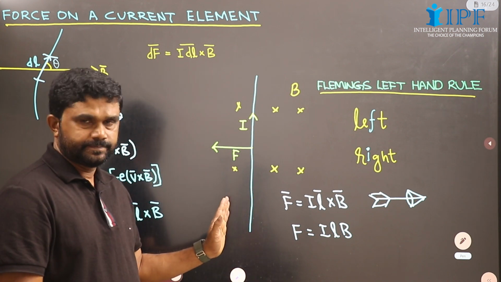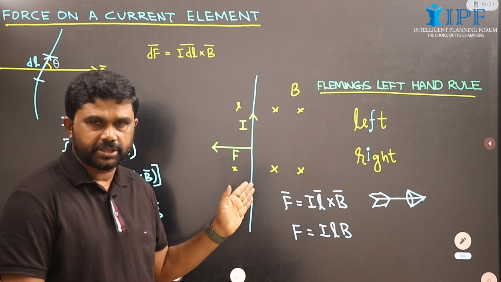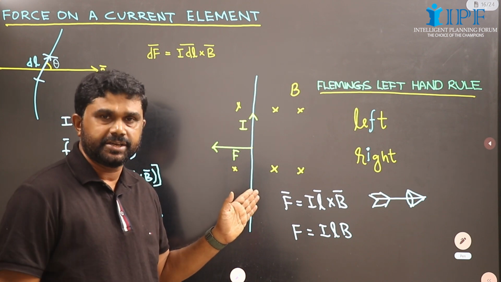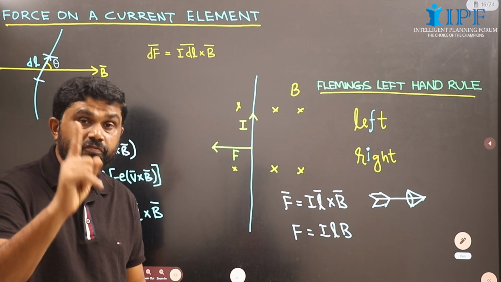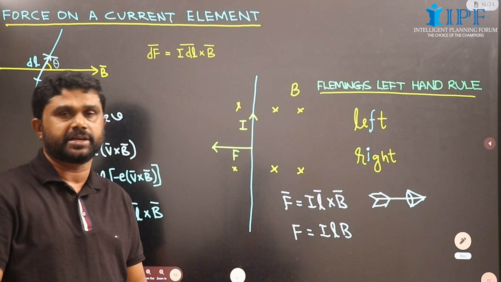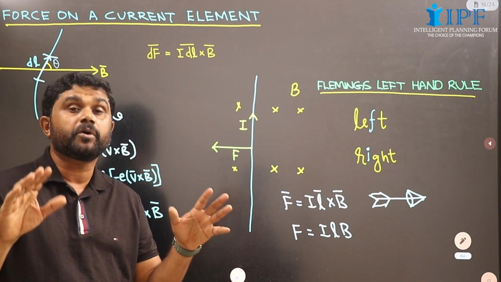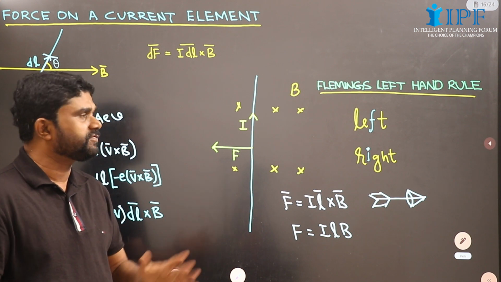Okay, in this case, the current element IL and the magnetic field are perpendicular to each other. So ILB sine 90, so it will be ILB. That is the force on L length of a straight conductor which is kept in a transverse magnetic field of uniform intensity, capital B. Now children, let us find the direction of this force.